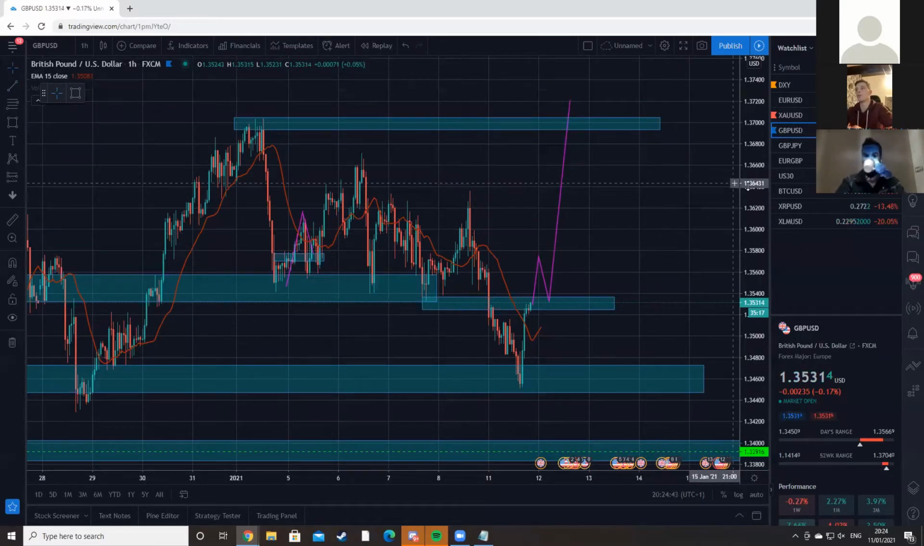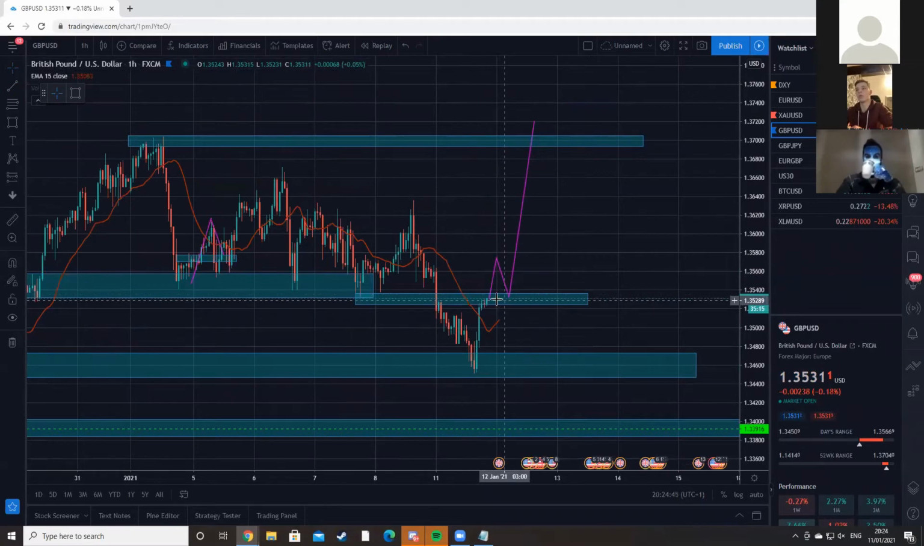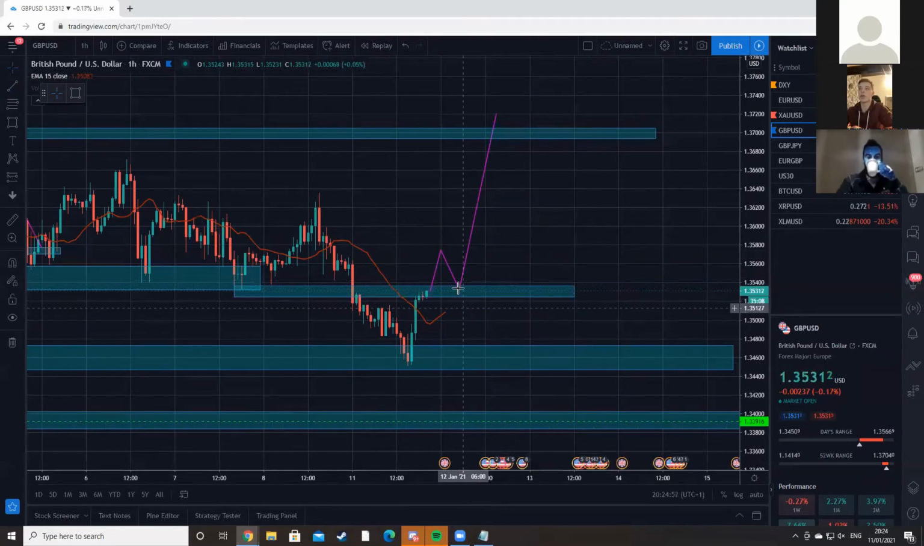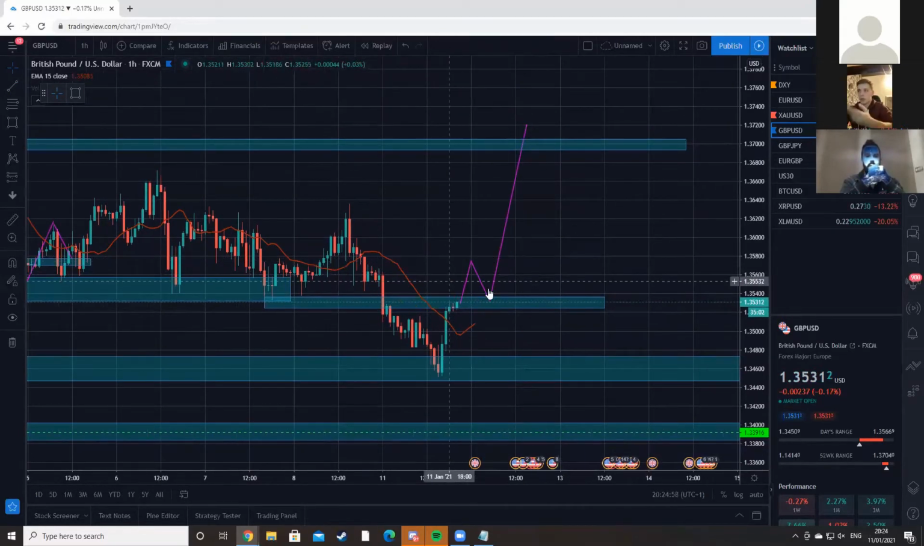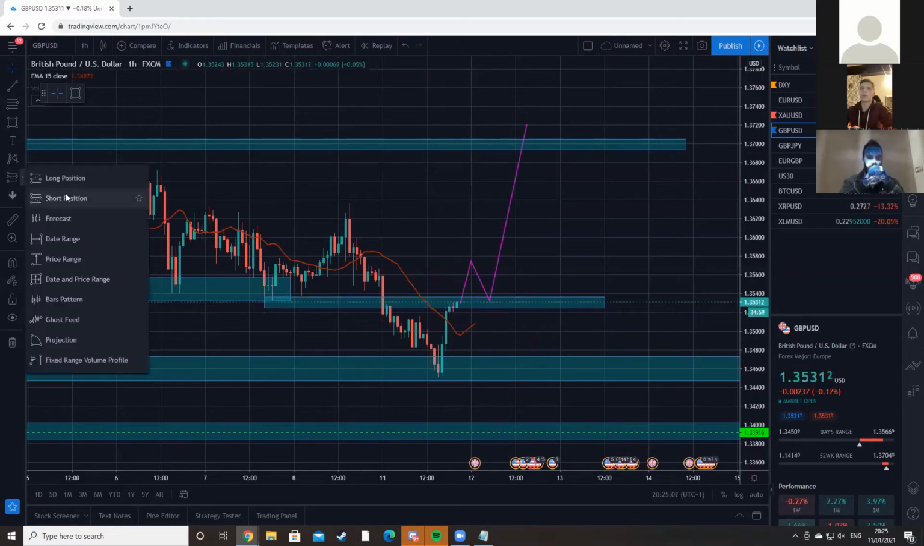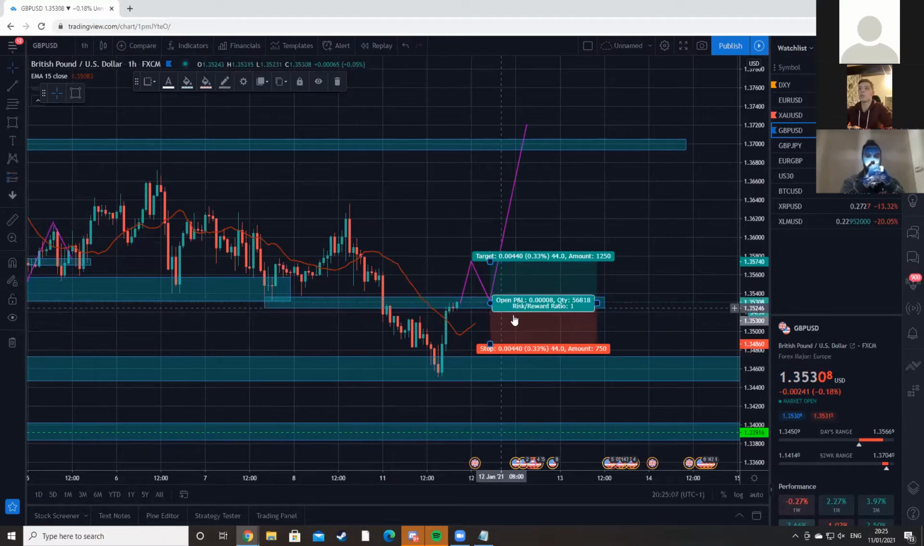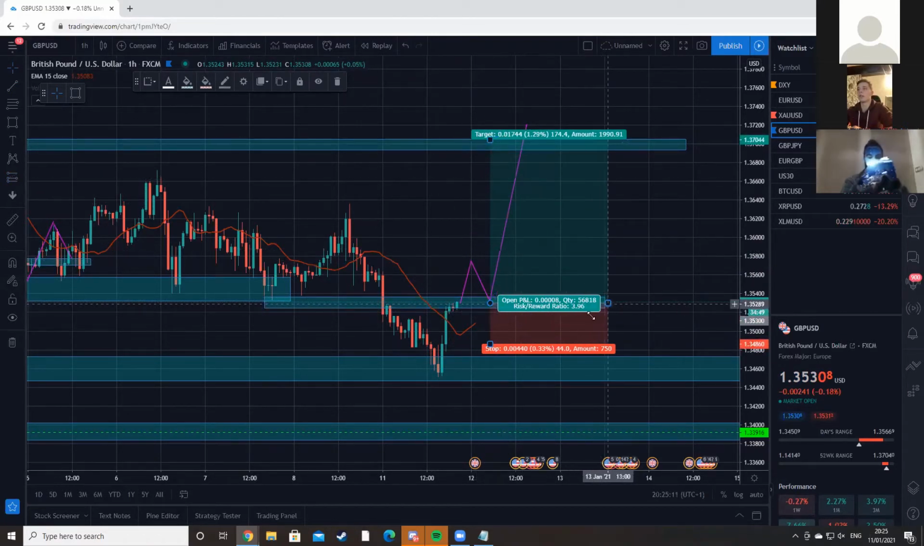So I'm just looking forward to what we are going to do with this zone. Are we going to break it to the upside? For now, it looks like it. We are going out to the upside. But of course, that's not 100% sure yet. So this is one nice trade to look for maybe in the future. A long position. If we break this zone, maybe retest it, some kind of rejection candle, and then we can go back up, something like this.